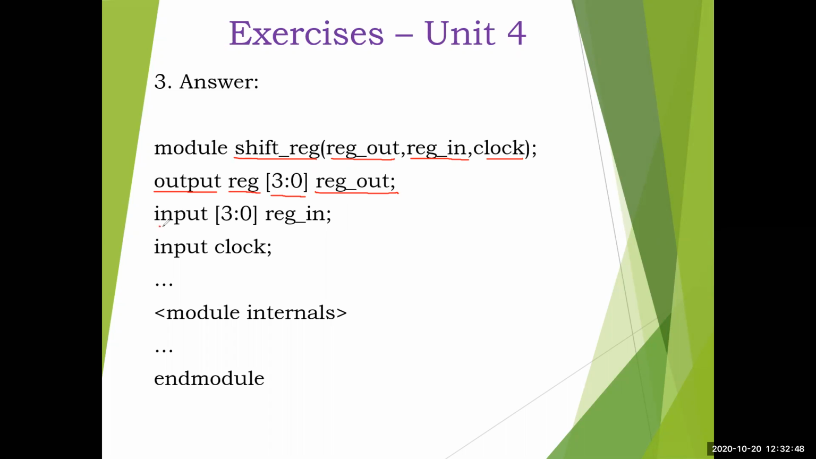Then the inputs are written. Similarly, an input cannot be declared as a register; we have learned the port connection rules. It is also a vector [3:0], named register in. Then the other input is 1 bit, which is the clock. You can show it like this. There is no need to show the module internals, and finally end the module. So this is the answer for question 3. Hope it is clear.